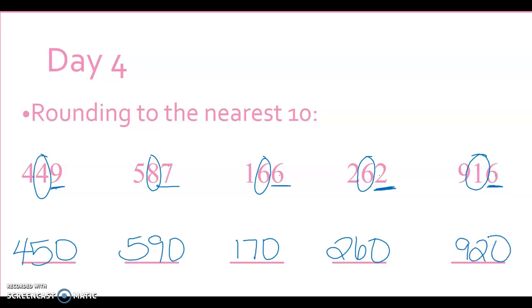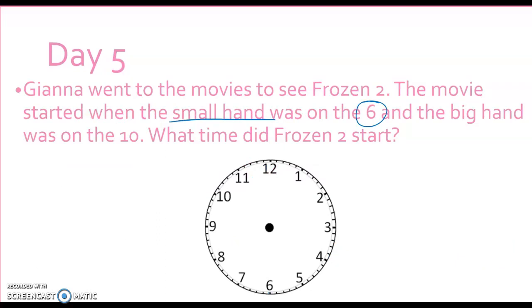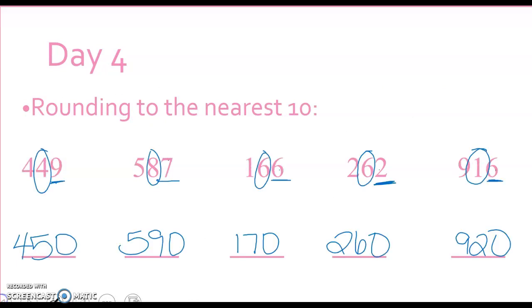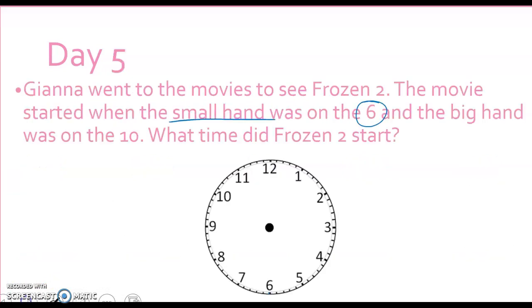So I'm skipping to the word problem for day 5. Gianna went to the movies to see Frozen 2. The movie started when the small hand was on the 6, and the big hand is on the 10. What time did Frozen start?